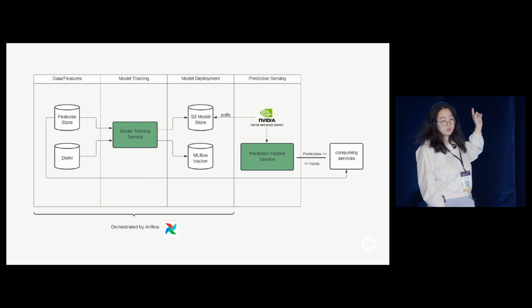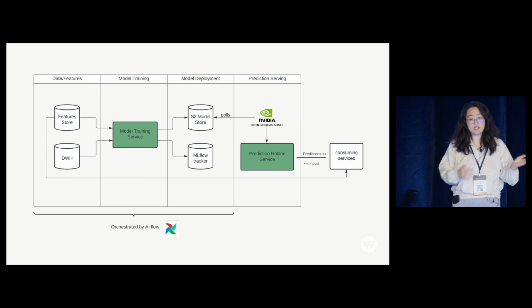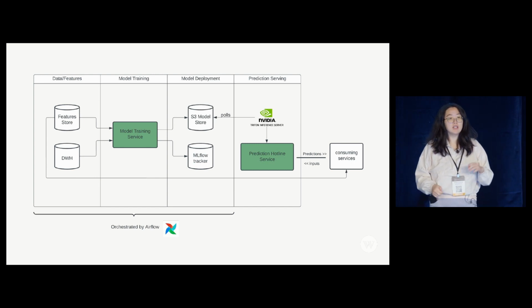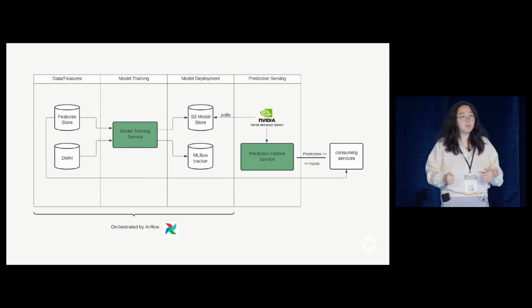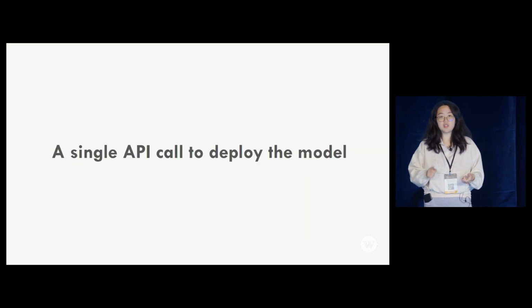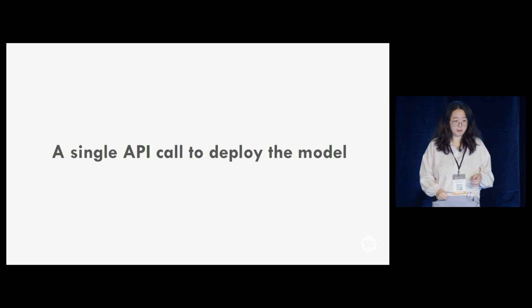The consuming services would pass inputs to Prediction Hotline Service and receive predictions in return. This service not only provides a pre-processing and post-processing layer on top of Triton, but we also inject core functionalities such as A/B testing and enabling shadow scoring mode here.